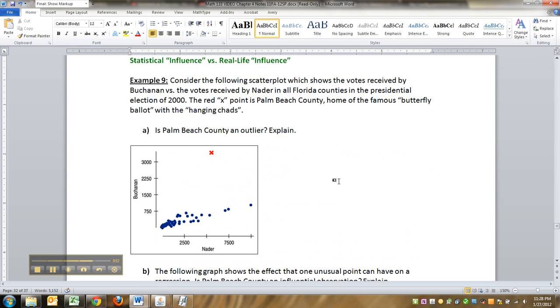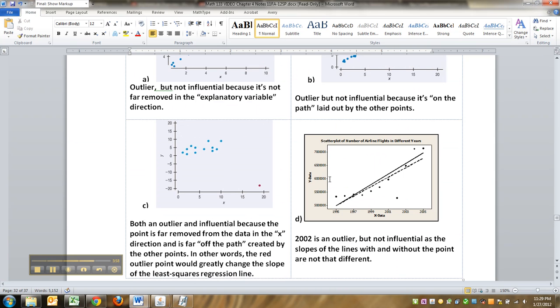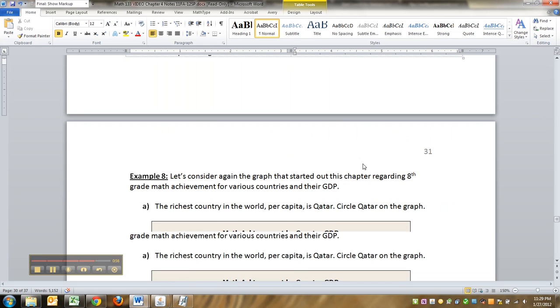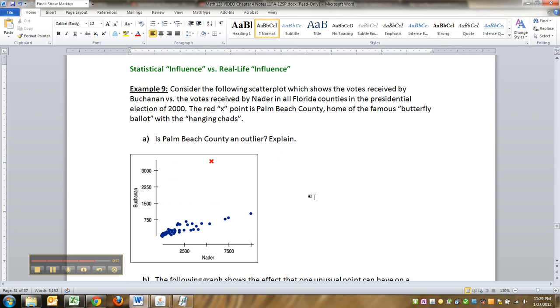All right, now I want to be careful, just real quick, that statistical influence does not equal real life influence. The same thing applies here. I was talking about how 2002 was not influential, and I mean that not in a 9/11 way. I mean that in a statistical sense. What counts as influence for us really is a great effect on the slope.